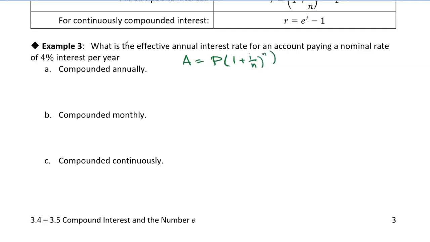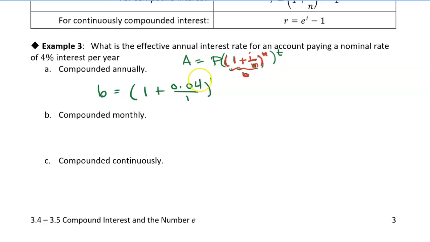But I'm going to actually pull out the T. This is our B value. So B is equal to 1 plus 0.04 over 1, because I'm compounding annually, so just one time a year, and then n is 1. All of this, this whole thing in here, is B.